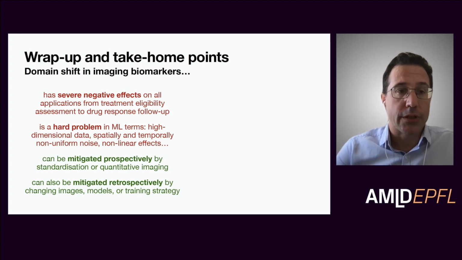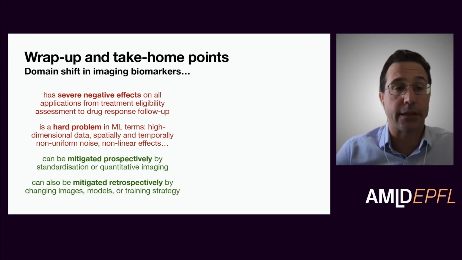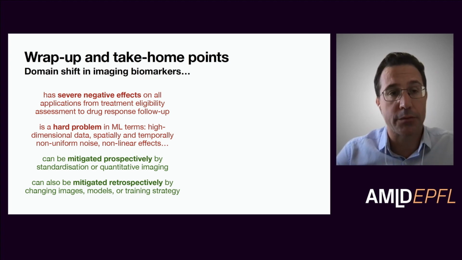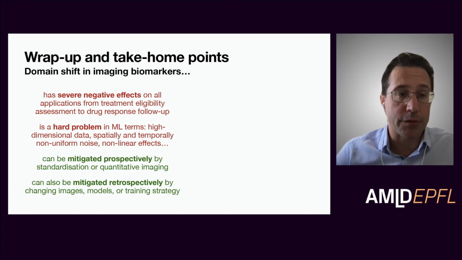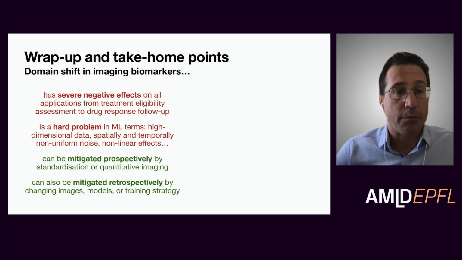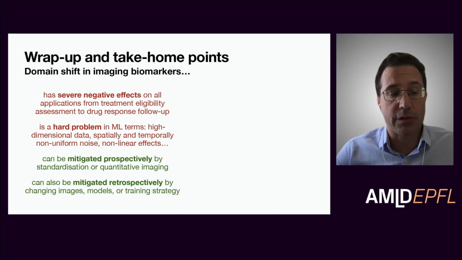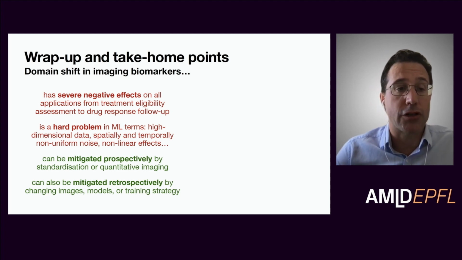To conclude, I hope in these 15 minutes I've shown you that domain shift has very severe negative effects and should be combated. It is a hard problem in terms of machine learning because you have high dimensionality. Noise is non-uniform, spatially and temporally. Effects are non-linear, so this is a hard problem. On the plus side, they can be mitigated prospectively if you have the luxury of defining your protocols, and they can be mitigated retrospectively if you can change the images, the models, or the training strategy.